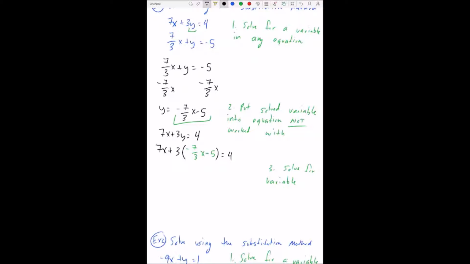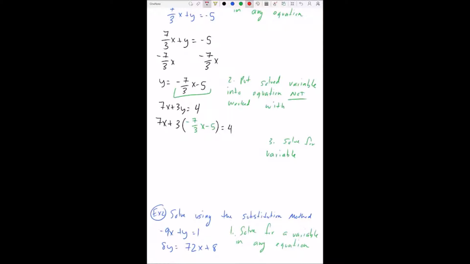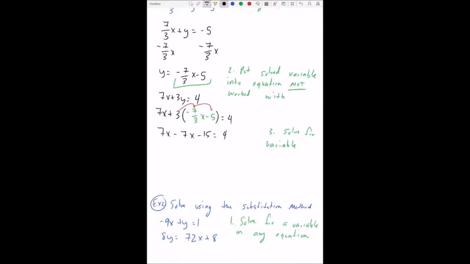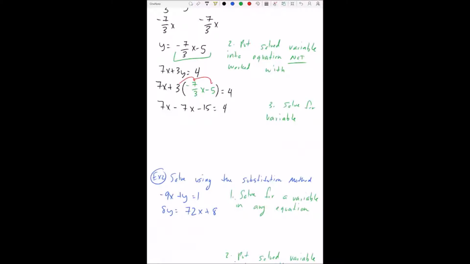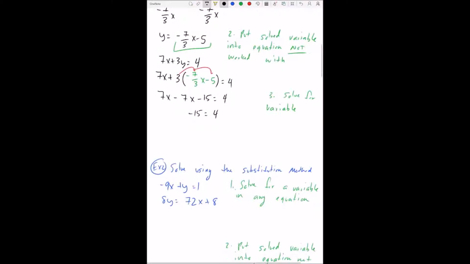and that equals 4. Alright, so order of operations, we are going to distribute. So we have 7x minus 7x minus 15 equals 4. Then our x's cancel out, so we have negative 15 equals 4. Can negative 15 equal 4? No. So, no solution.